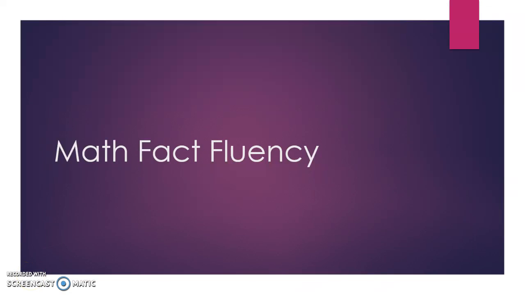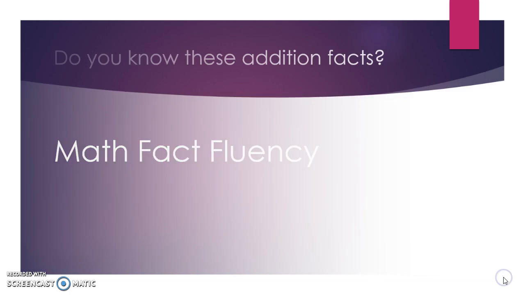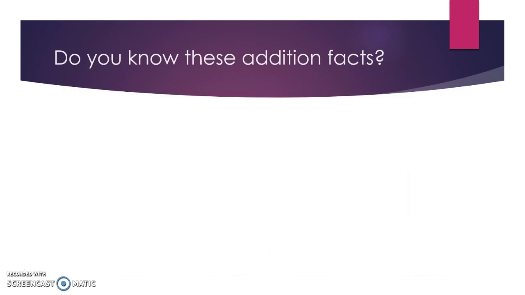Okay, so this week we're moving into algebra, and I thought we would talk about math fact fluency, which is one of our goals this year. So let's take a look at it. Do you know these addition facts? 5 plus 4, that's 9. 3 plus 9 should be 12. 7 plus 7, 14. 8 plus 5, it's too easy, right?